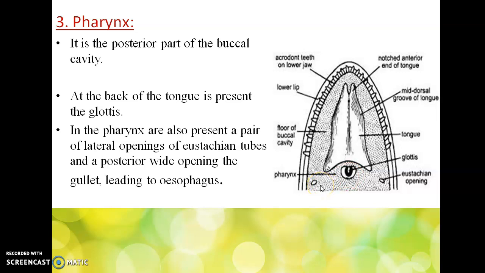trachea of lungs. Then, apart from that, a pair of small openings are associated with this glottis, that is called the Eustachian opening. So that's all about the pharynx.